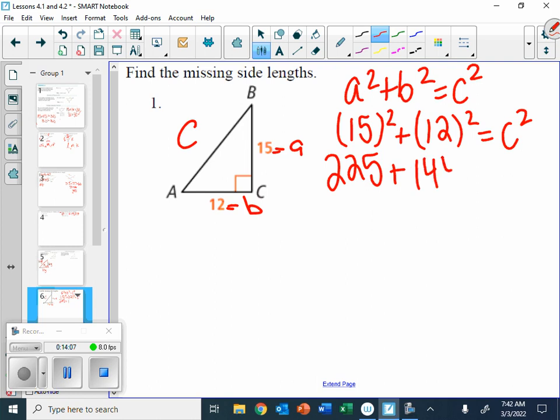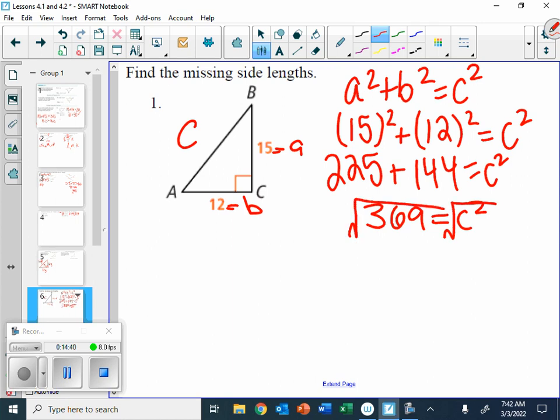144 equals C squared. Okay, remember the goal is to get C all by itself. I don't want just C squared. I want C. Because I want to figure out the side of this triangle that I'm missing. Alright, what is 225 plus 144? What is it, 369? Okay, 369. And then what is the opposite of squaring something? How am I going to get C all alone? Square root. Okay, square root. So I need to square root both sides.